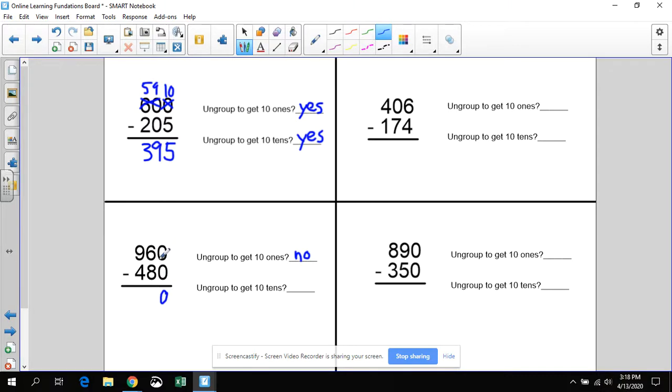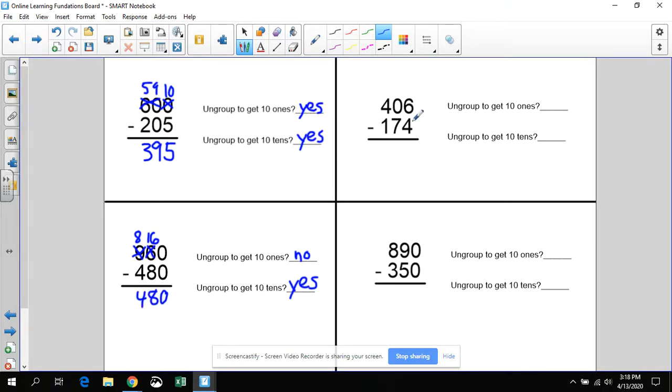So now it's like this part's covered up, and I'm looking at 96 minus 48, but really it's 960 minus 480. I cannot do 6 minus 8, so I have to ungroup this 900 to make it 800, which makes this 60 into 160, but I just write it as a 16. So my answer to the second question is yes. I had to get 10 tens. And 16 minus 8 is 8, and 8 minus 4 is 4.